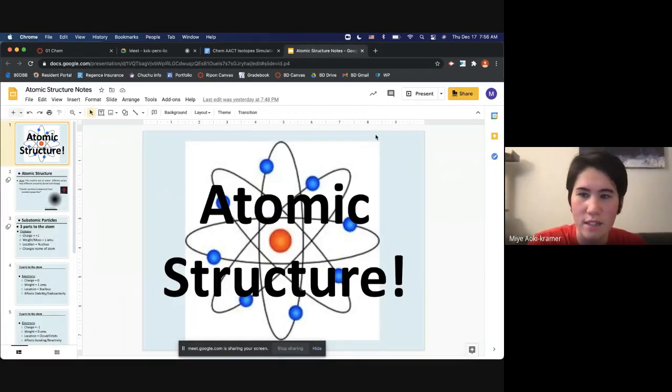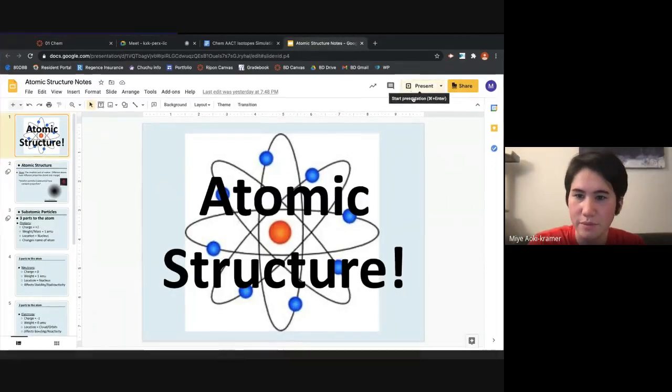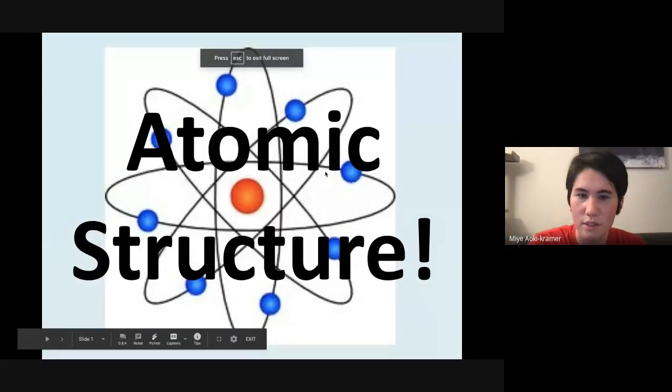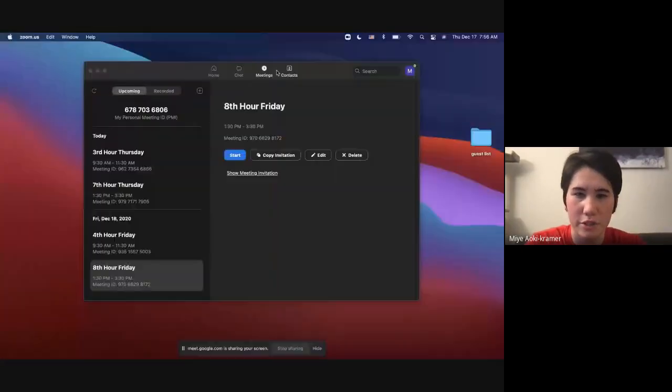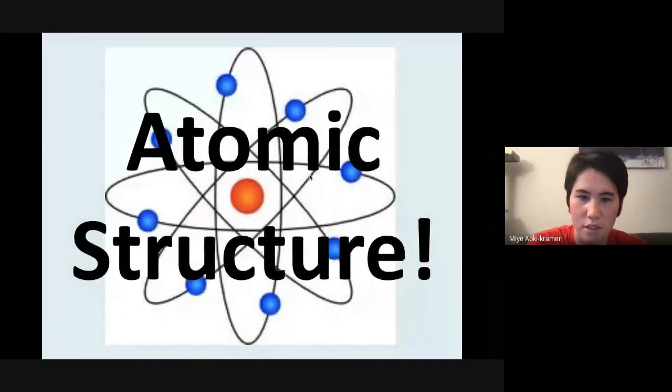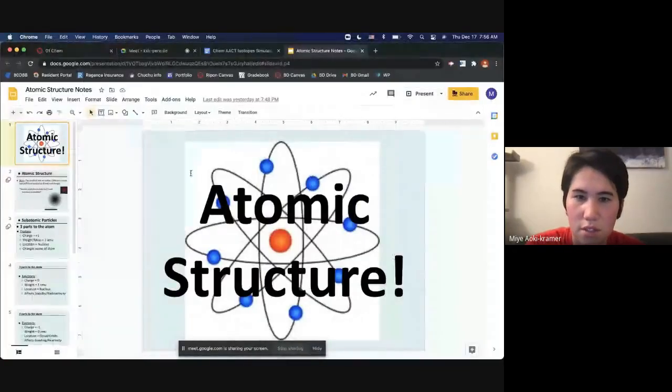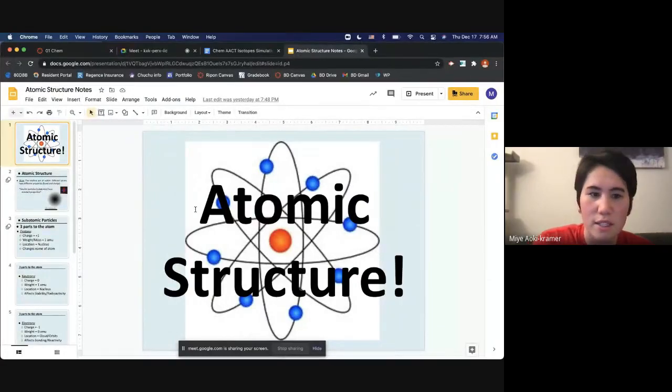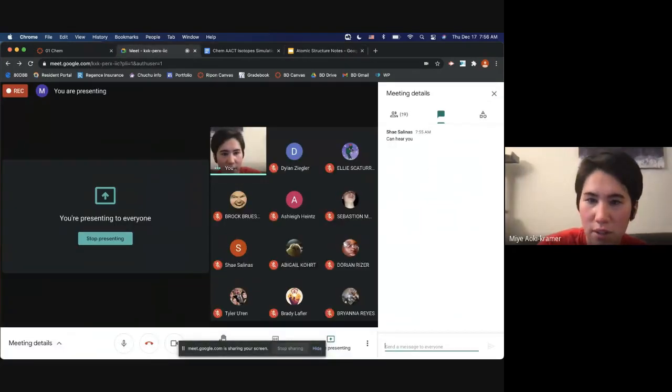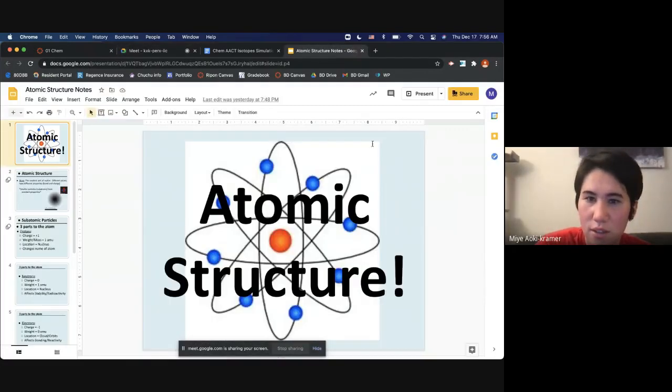So we've got these atomic structure notes. I don't know if you can still see my screen when I do that, so we'll just leave it like this. So atomic structure, if you want to take out a piece of paper and pencil to take notes, or if you just want to review for a moment, that's fine. Let me know when you're ready to go.